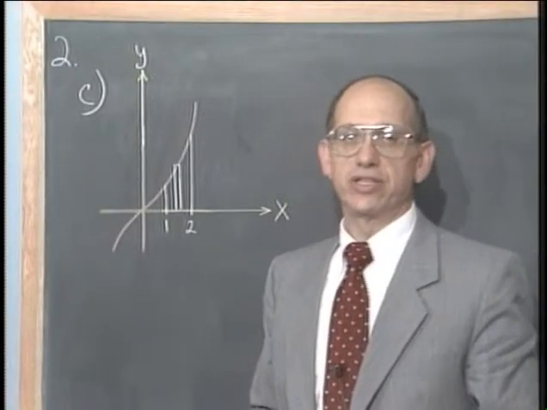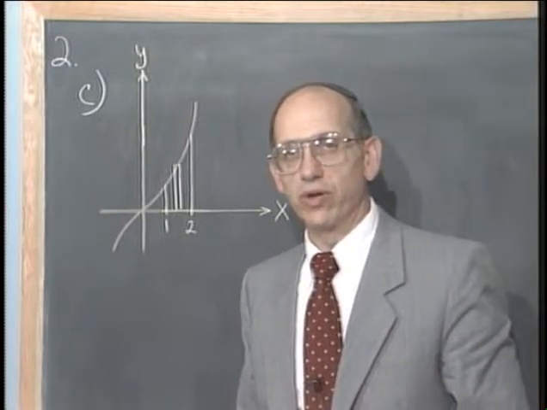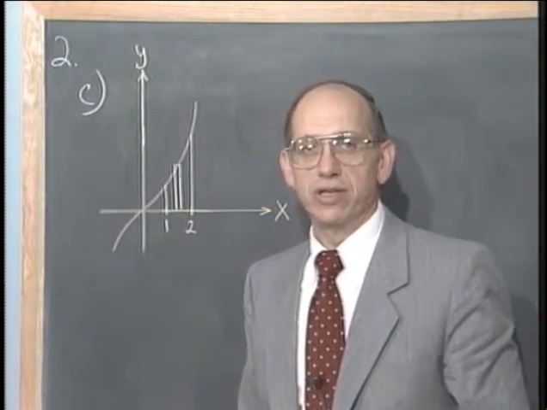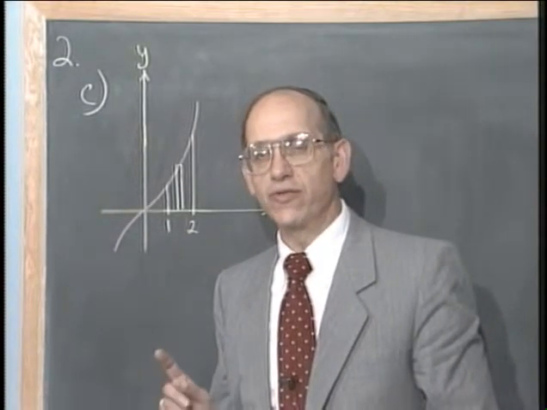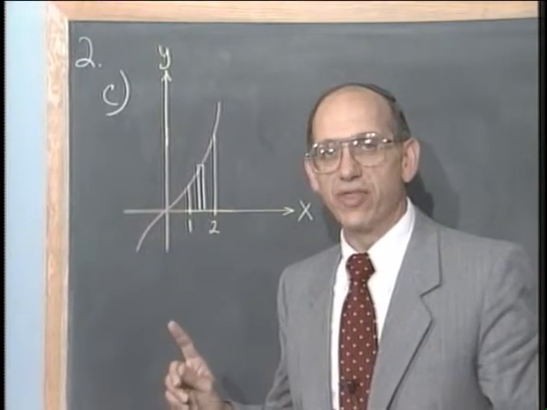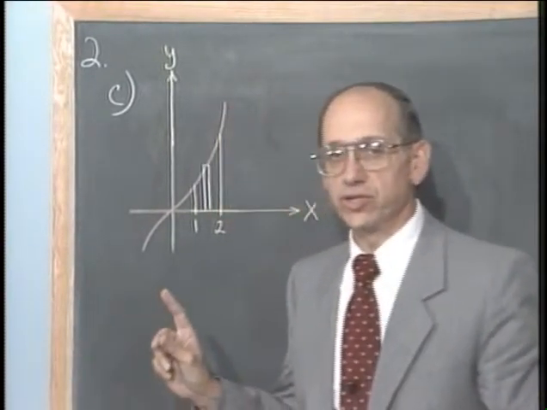Example 2c asks us to find the volume that we get when we take the same region that we've been working with, but this time revolve it about the y-axis. In particular, we're told to find the volume we get by revolving this around the y-axis by the method of cylindrical shells. Now, what is a cylindrical shell?